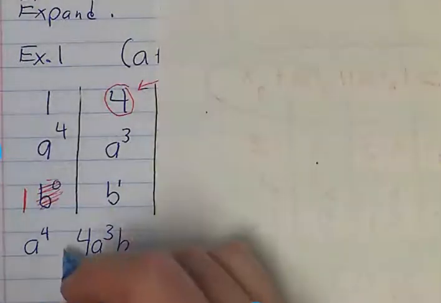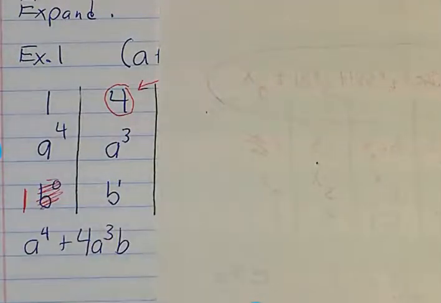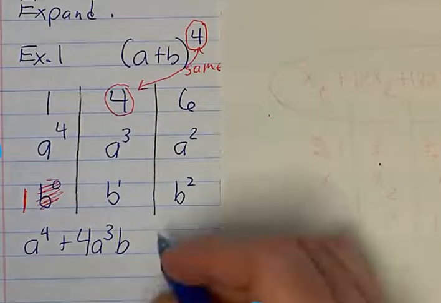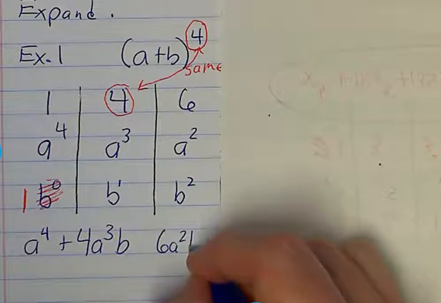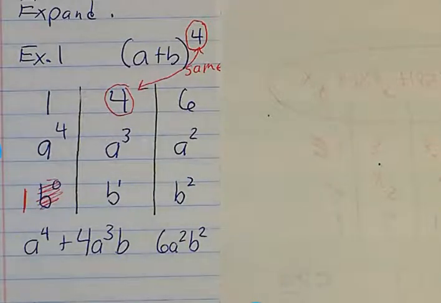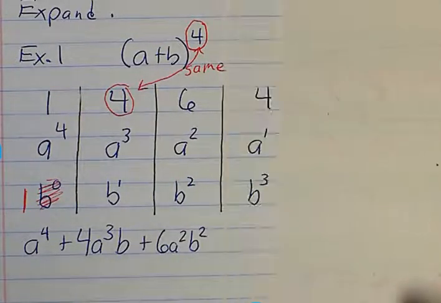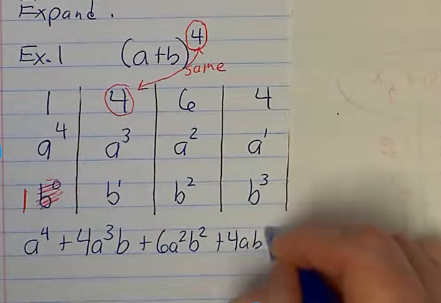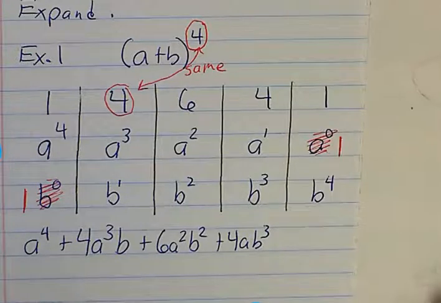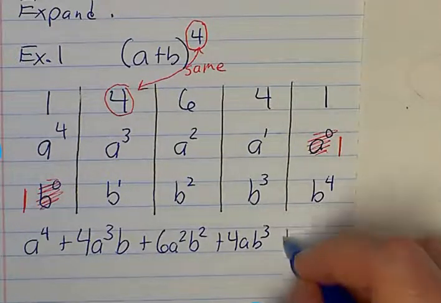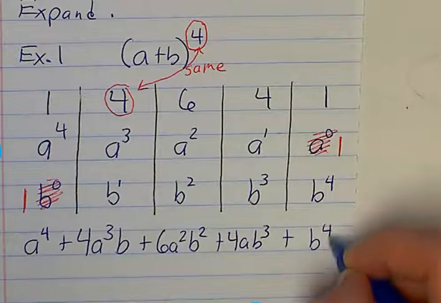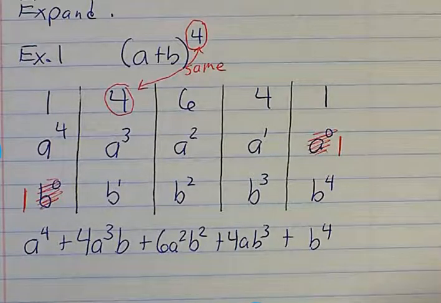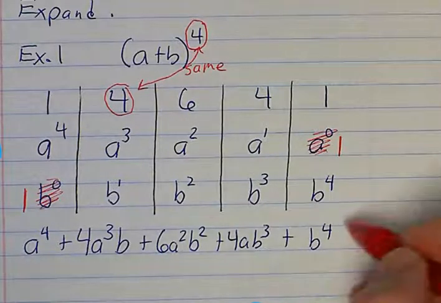And since there were plus signs up here, we'll go back and put plus signs. And then just multiply the next part together. We've got 6a squared b squared. Well, that's your next term. Go to the next one. We've got 4ab to the 3rd. And then the last one, we have 1 times 1 times b to the 4th, which would be 1b to the 4th, or just put b to the 4th. And that would be the answer that we're looking for.